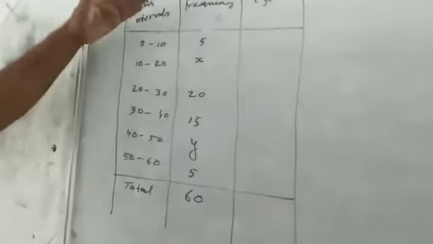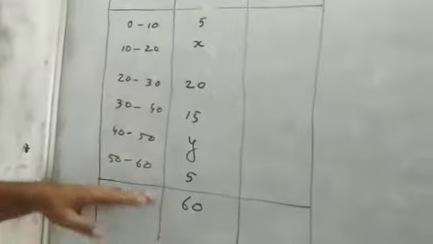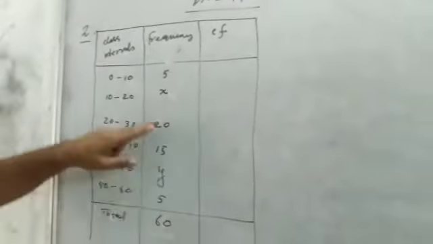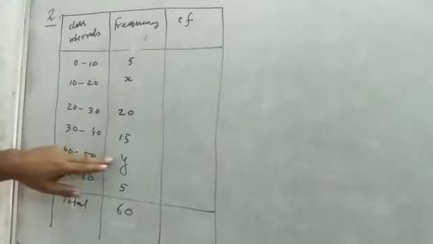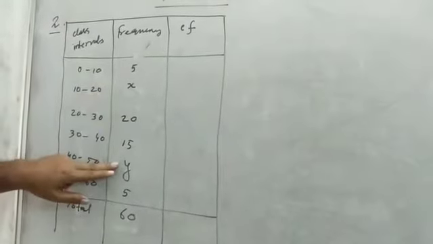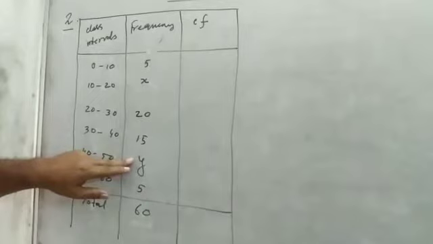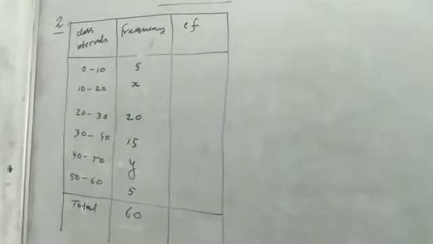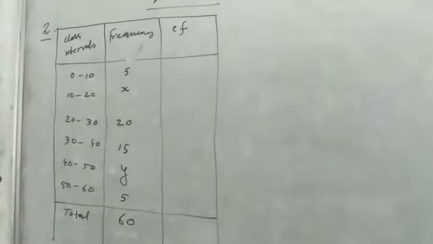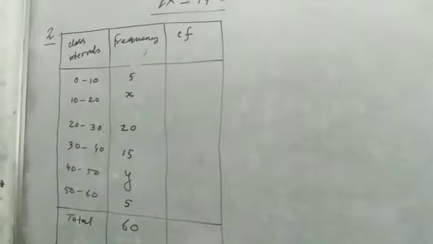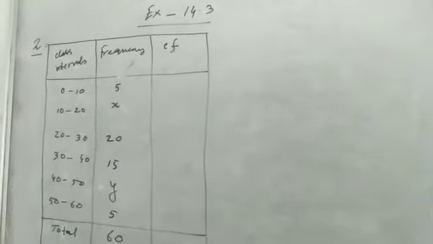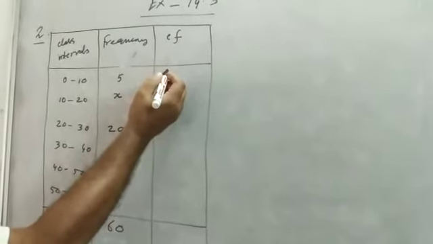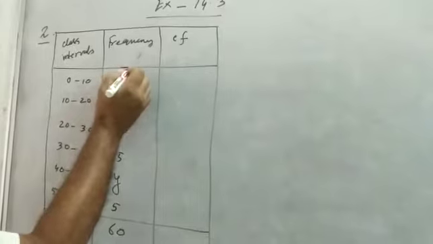In this table, the class interval is given along with the frequency. The total frequency 60 is given, but two frequencies, x and y, are missing. These x and y we have to find. Here the median is given as 28.5. Then we'll find x and y. We have to make the table since this is related to the median, and the median value is given. Then we have to find the CF, and you have the idea how.